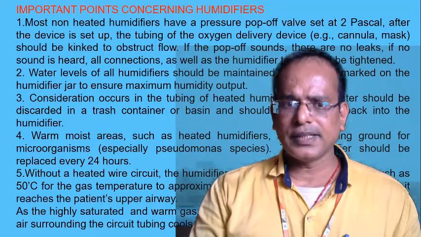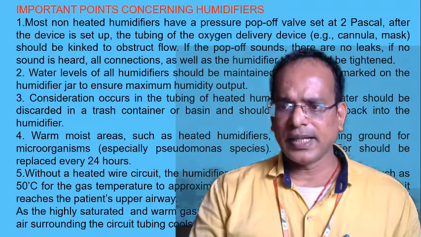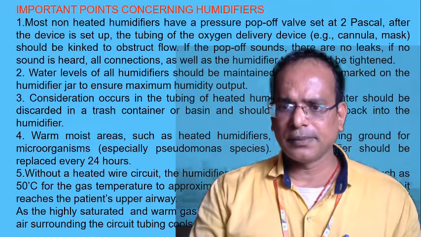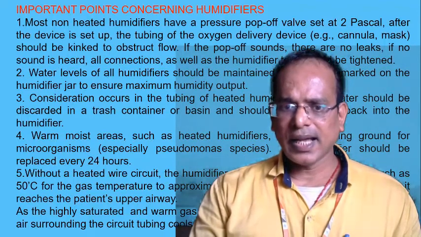Fifth one, without the heated wire circuit, the humidifier may need to be heated to as much as 50 degrees Celsius for the gas temperature to approximate body temperature, 37 degrees Celsius, by the time it reaches the patient's upper airway. As a highly saturated and warm gas passes through the ventilator circuit, the ambient air surrounding the circuit tubing is cooled.